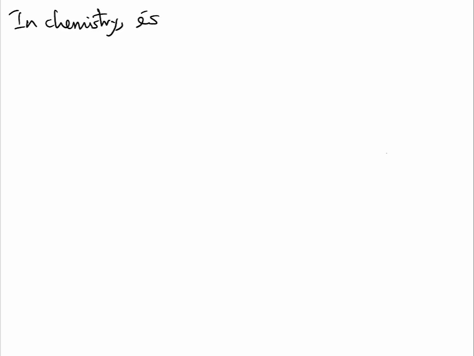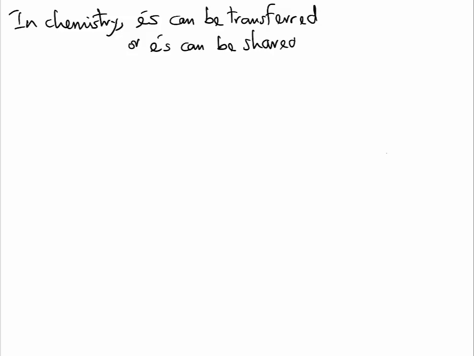electrons can be transferred from one atom to another, or electrons can be shared between two atoms. We will learn about these two types of chemical activities. But for now, let us remind ourselves what we know so far about an atom.